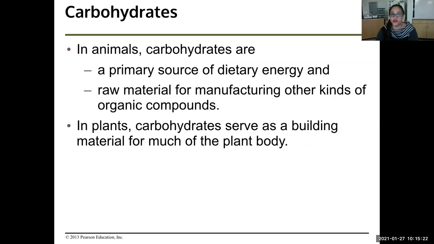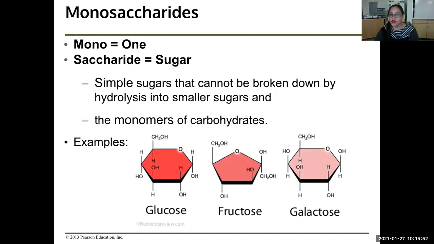In animals, carbohydrates are a primary source of dietary energy and raw material for manufacturing other kinds of organic compounds. In plants, carbohydrates serve as building material for much of the plant body. In plants, their sugar is called cellulose, still ends in OSE. Monosaccharides are the monomer of carbohydrates. Mono means one, saccharide means sugar.